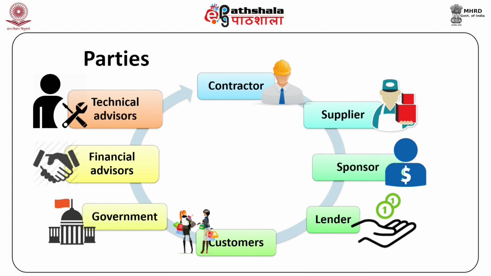There are different parties to project finance depending on the type and scale of a project. Most of them are: number 1 contractor, number 2 supplier, number 3 sponsor, number 4 lender, number 5 customers, number 6 government, number 7 financial advisors, number 8 technical advisors.